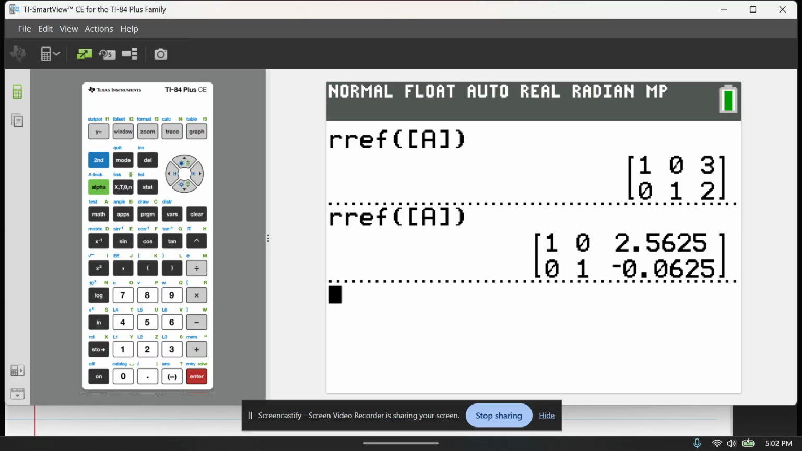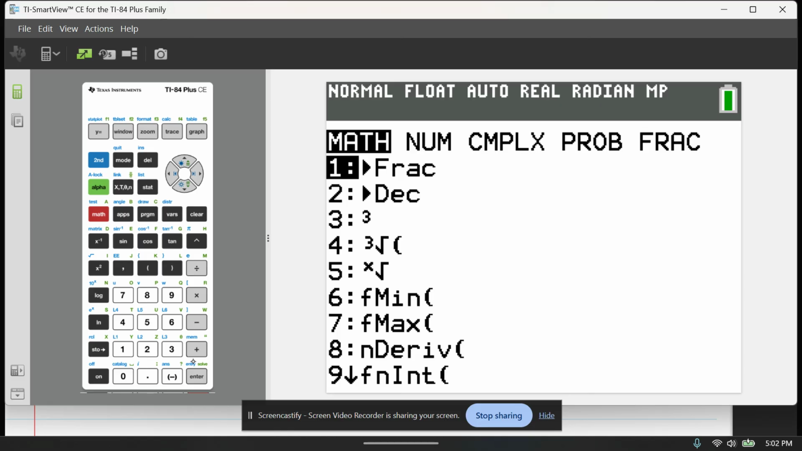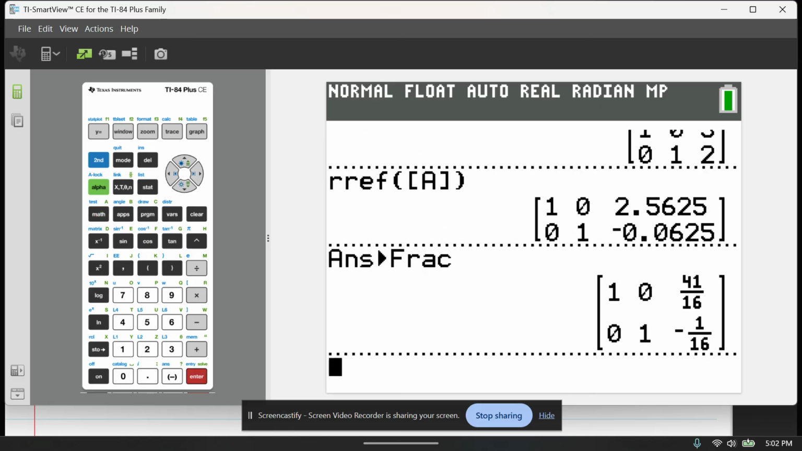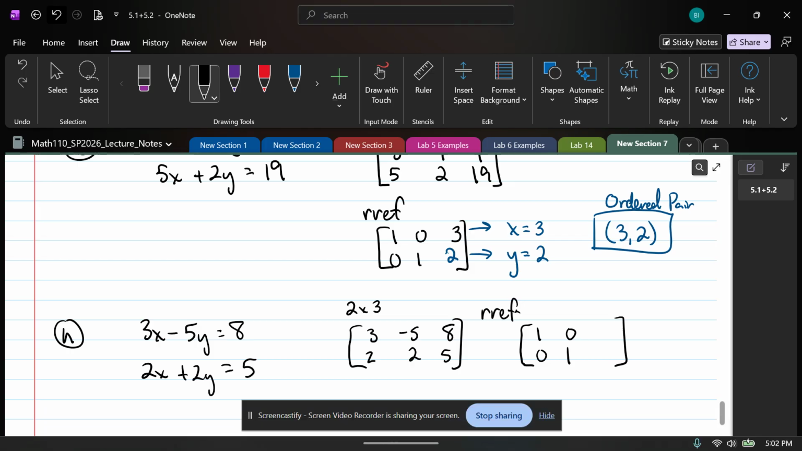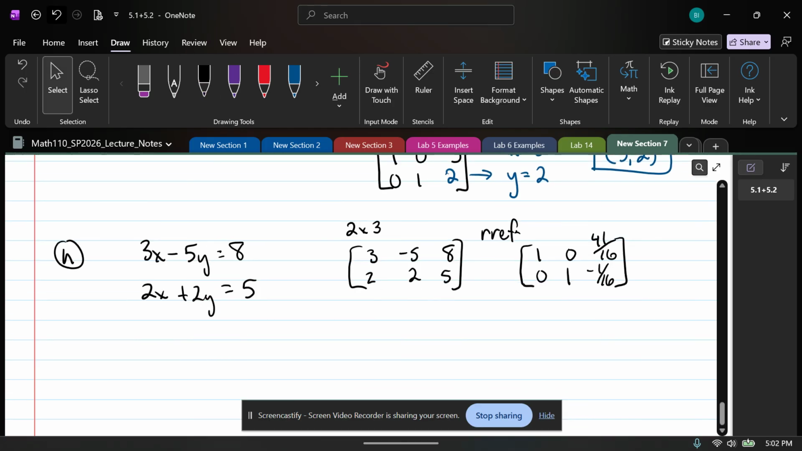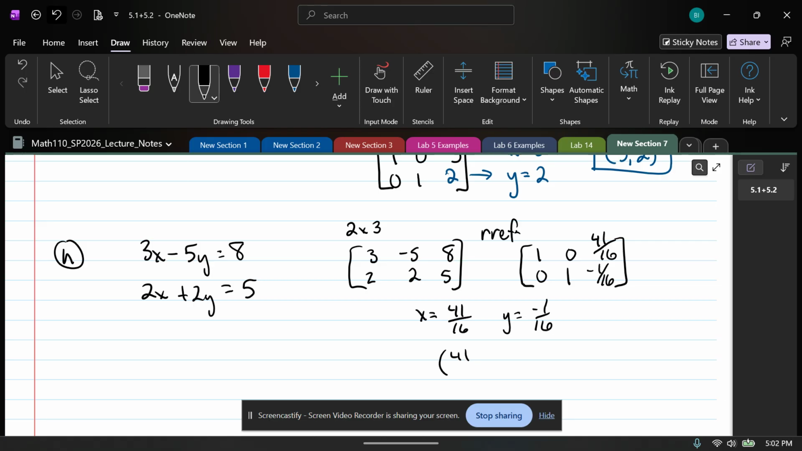Now I got decimals there. I want it in fraction form. So to get your calculator to change something from a decimal to a fraction, you hit math, enter, enter. And that'll change it into fraction form. So 41 over 16, negative 1 over 16. So that gets us x equals 41 over 16, y equals negative 1 over 16, or the ordered pair, 41 sixteenths, negative 1 sixteenths.